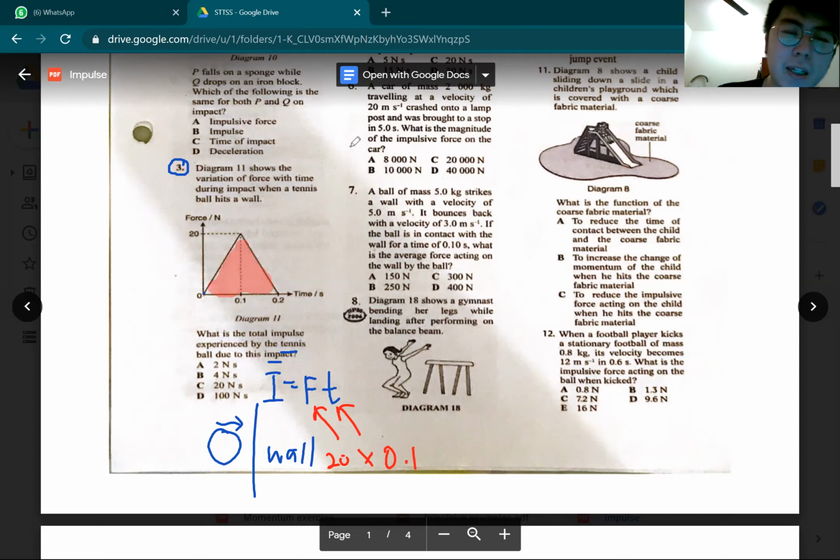Okay, see my shaded region, all the area under the curve. So every time you encounter this type of question, remember that the force is changing over time, so I have to take the area under the curve, right? The area under the curve is the area of the triangle. Should be no problem calculating the area of a triangle. So 0.2 times height divided by 2, you get 2, right? So the answer is 2 Newton second. This is the impulse.